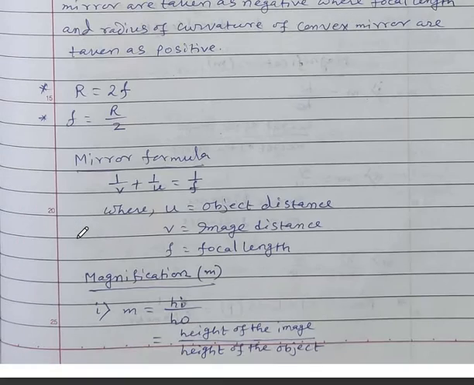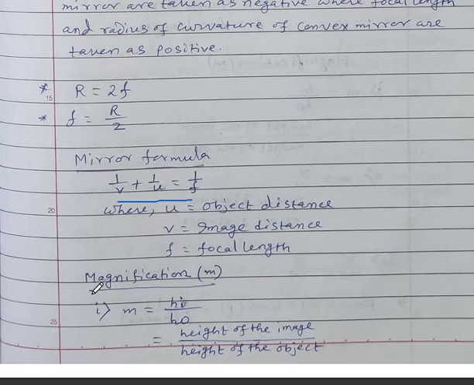Now you need to know the mirror formula. If you are asking what the mirror formula is, remember that the relationship between u, that is object distance, v, that is image distance, and f, that is focal length, is known as the mirror formula. So the formula is 1 by v plus 1 by u equals 1 by f. Please prepare this formula very well. 1 by v plus 1 by u equals 1 by f, where u stands for object distance, v stands for image distance, and f for focal length.